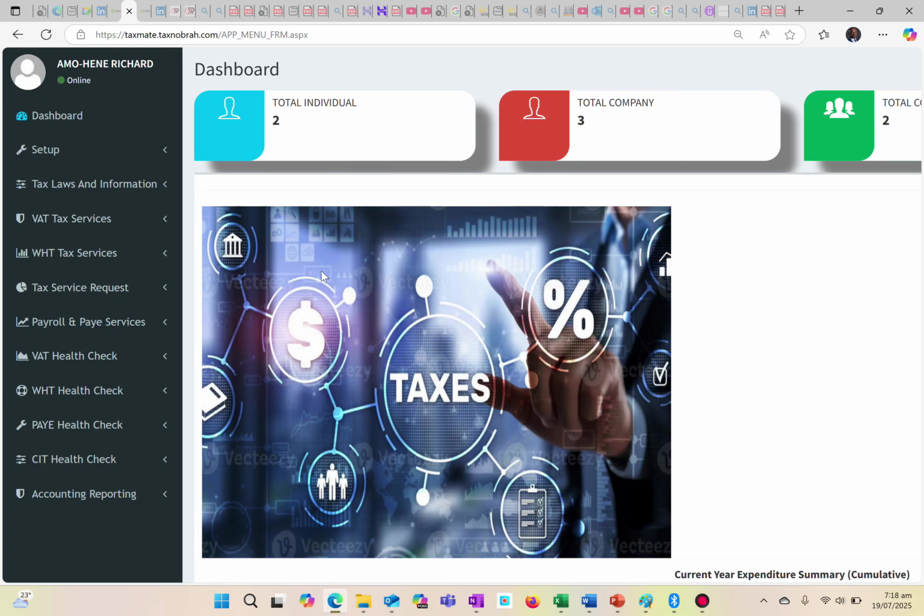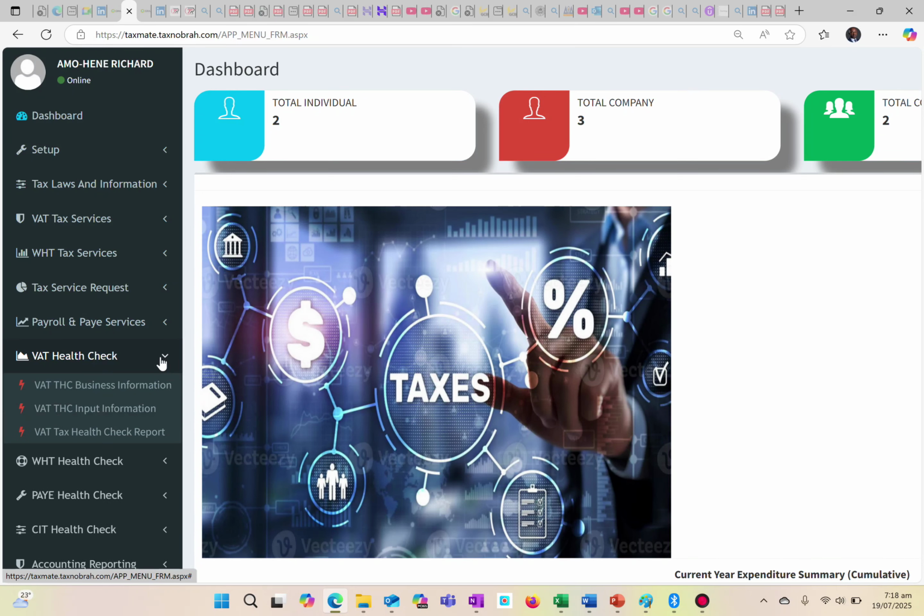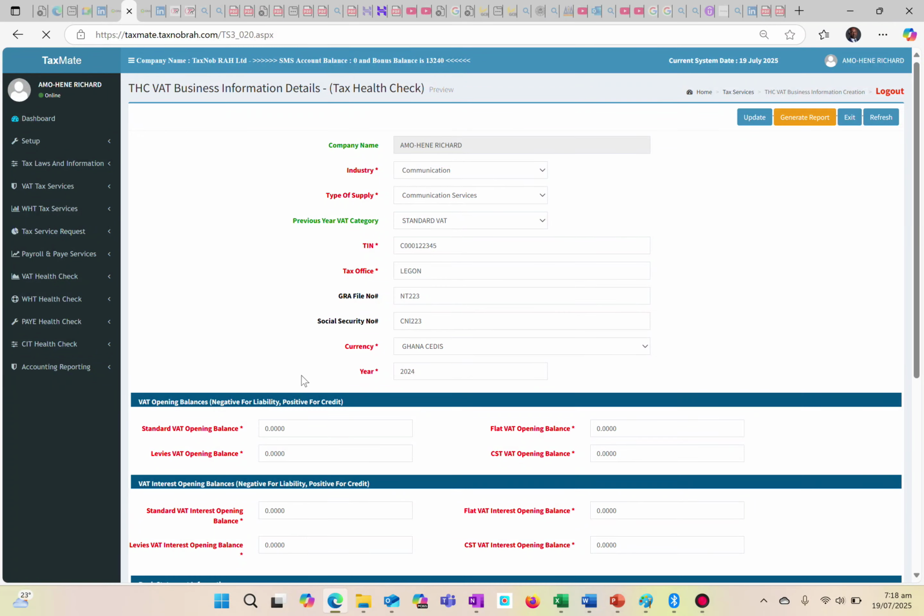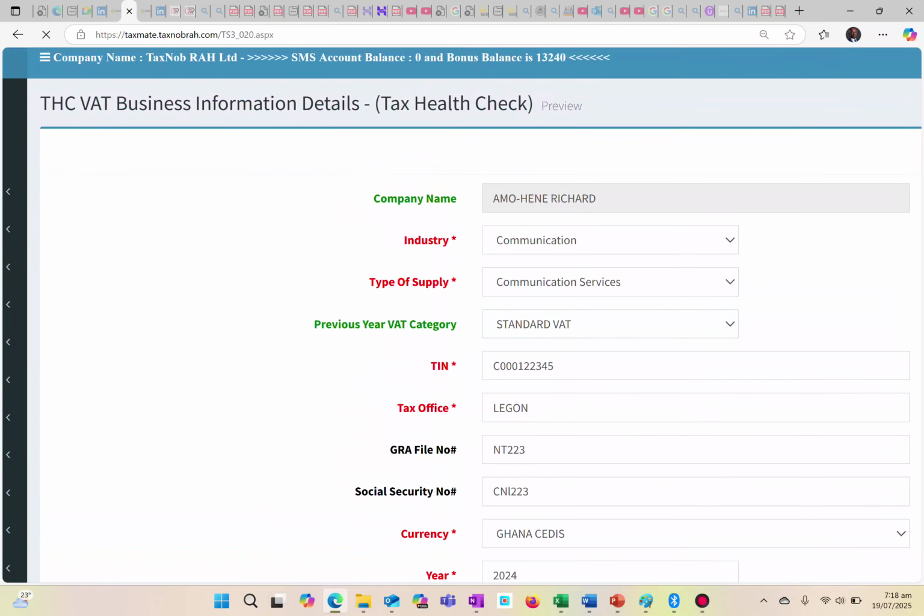So the tax audit functionality does VAT audit, withholding tax audit, PAYE audit, and corporate income tax audit for us. We are starting with the VAT audit. We come to the VAT, and then always we start with the business information. We go to our business information, and it opens the page for us to populate.